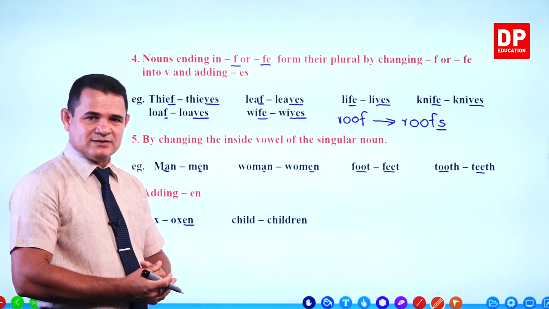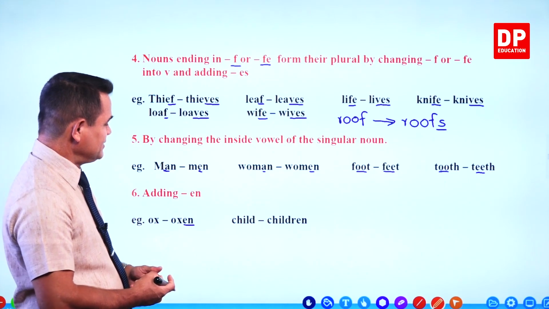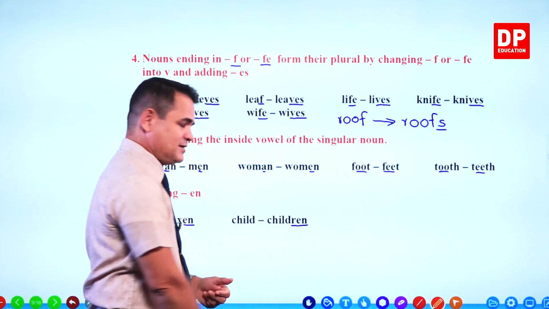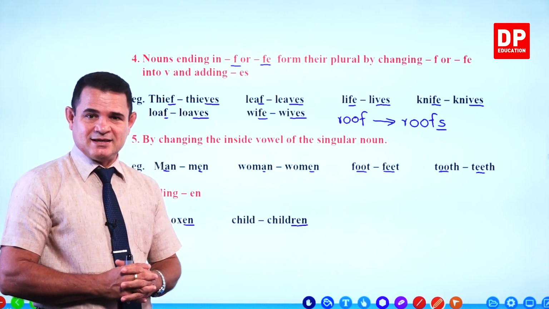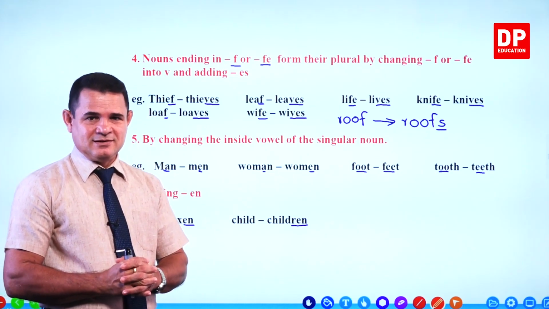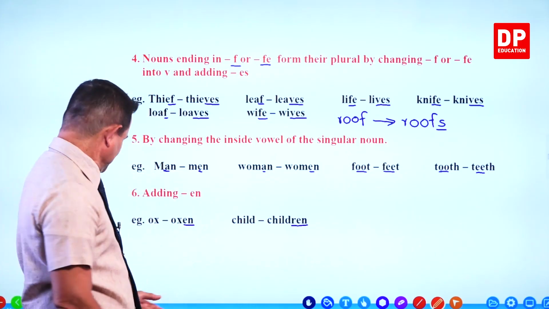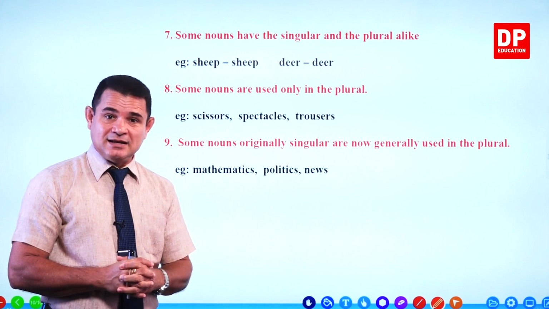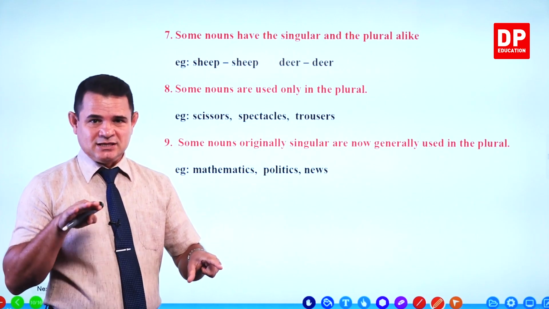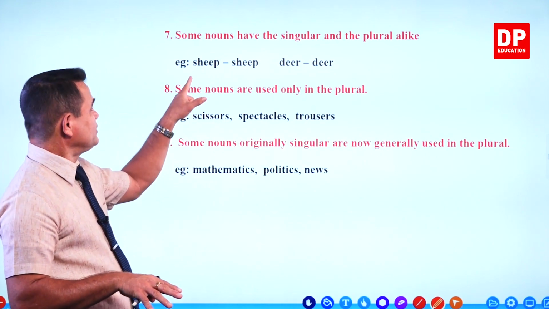There are strange vowels, strange nouns. Child, children. So, brother, brethren, something like that. ඒ වගේ වචන තියෙනවා. And find these nouns, singular nouns, and their plurals. And next method, some nouns have the singular and the plural alike. Alike means same. Singular, plural. දෙකම එකයි. Now have a look at it.